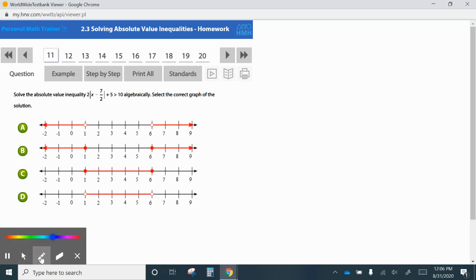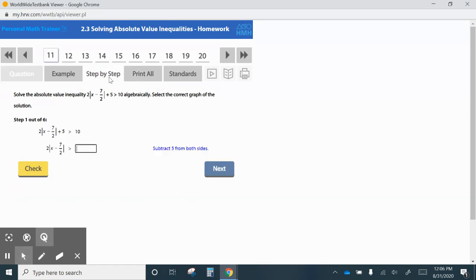All right, solve the absolute value inequality. Now if I remember right, let's go through the steps. Step 1 out of 6. So first, what we're going to do is subtract 5 from both sides. So 10 minus 5. The piece I didn't show you is right here. So they're subtracting 5 from both sides. Let me see if I can write those 5s better.